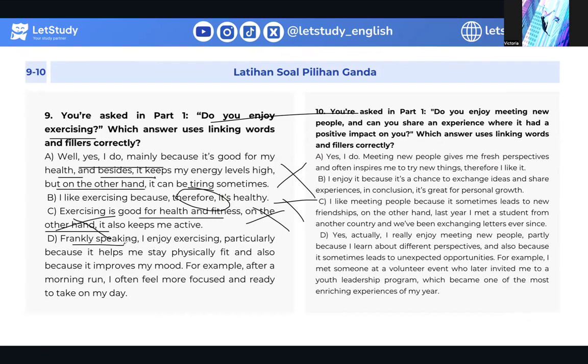D, frankly speaking, I enjoy exercising, particularly because it helps me stay physically fit and also because it improves my mood. For example, I often feel more focused to take my day. Nah, the use of linking words and fillers to sound casual and to add information sama tambah contoh itu benar. Jadi dia itu benar.